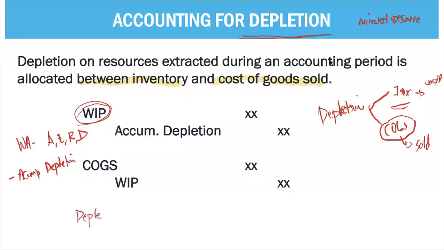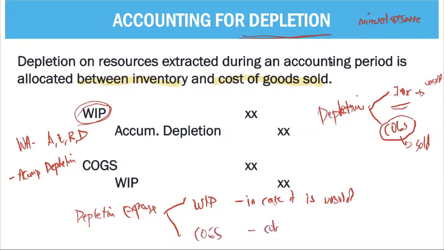But your depletion expense is not actually an expense because you allocate it to work in process in case it is unsold, and to cost of goods sold if it is already sold. Remember that one. It is not purely an expense. You place it to work in process because that is considered a mineral resource. And normally a mineral resource, they will still process it, right? But if it's already sold in its raw form, so whatever is the raw form of that particular resource that was extracted, if it's sold, we place it to your cost of goods sold.